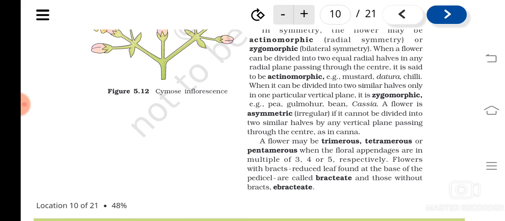Then we learned about trimerous, tetramerous and pentamerous flowers. If the floral parts or floral appendages are 3 or multiples of 3, it is known as trimerous. If it is 4 or multiples of 4, it is tetramerous. And if it is 5 or multiples of 5, it is pentamerous. If the flowers have bracts, they are known as bracteate flowers, and if they do not, it is known as ebracteate.